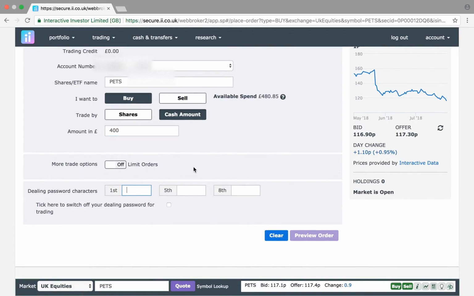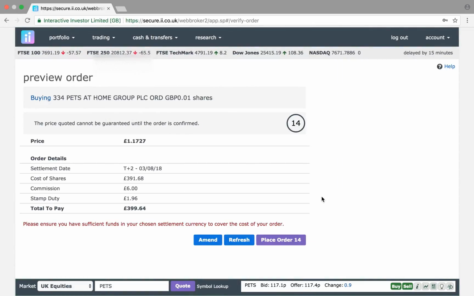I'm just going to enter my password. I'm always terrible at these. Make sure that's right. Okay, so now we're in the preview order page, so it gives you a preview before you actually go in to buy the stock or share. You can see they're charging £6 commission and stamp duty on that. So it's actually come out to almost exactly £400.